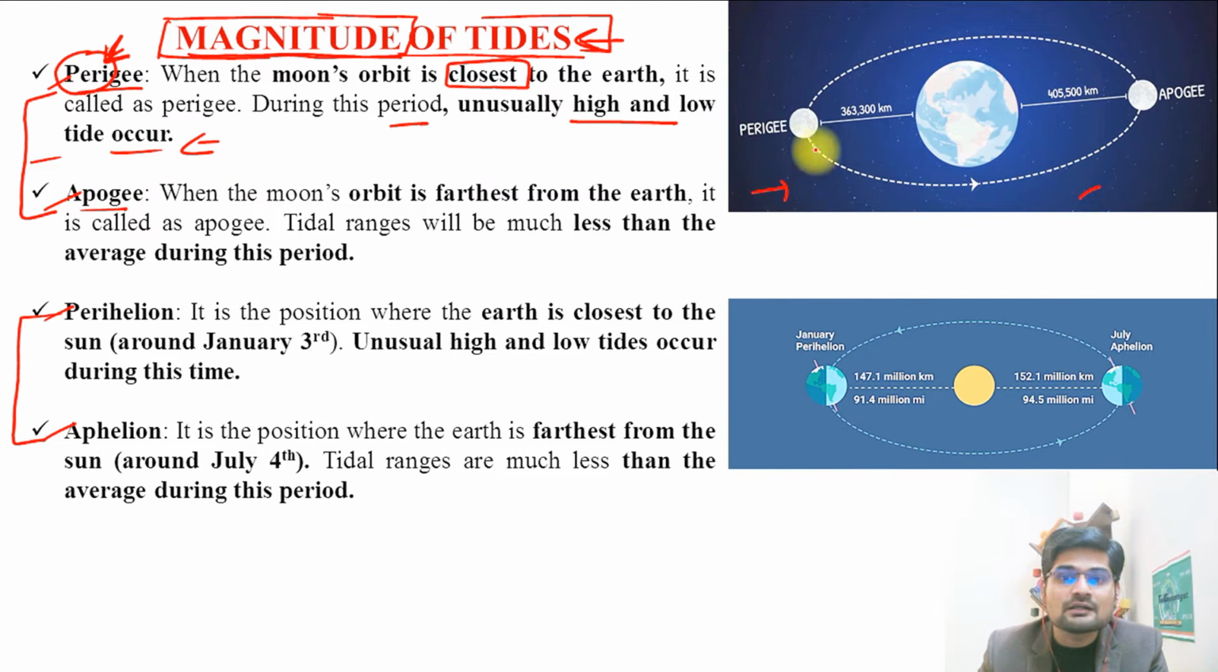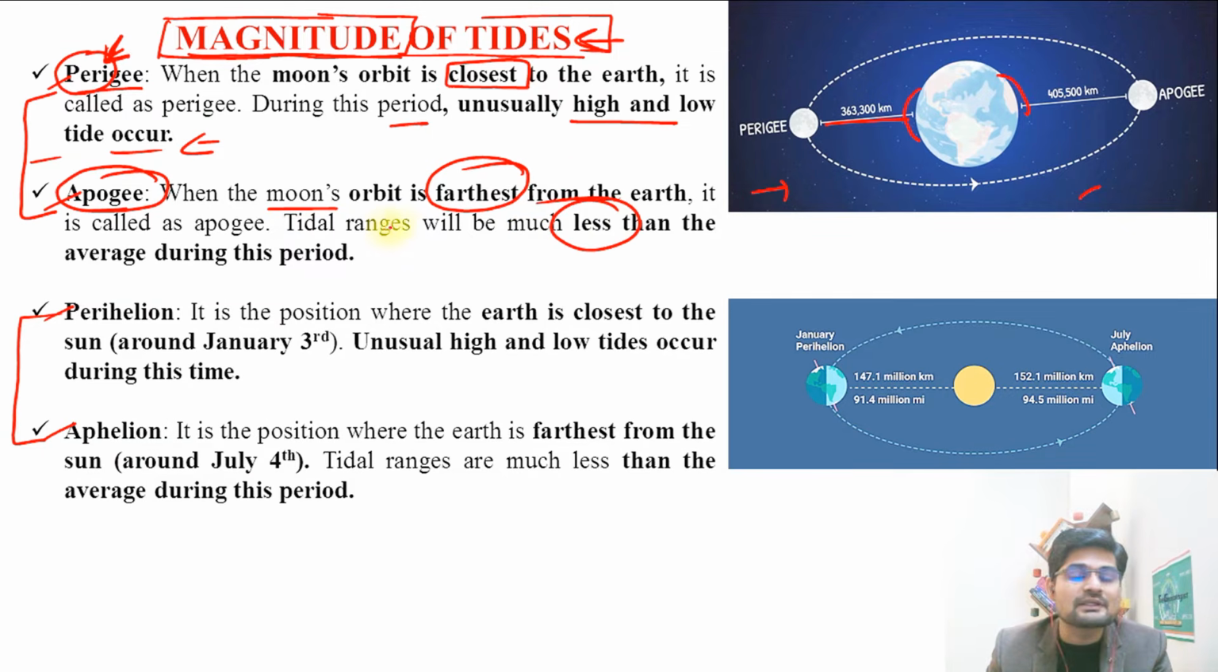So high tide will occur where there is a perigee position, closest to the earth, then the other side will have the low tide. But remember the apogee position, it's just opposite. So apogee is what? It is the farthest position from the earth, that is, the moon's orbit is the farthest. And their tidal ranges will be much lesser, because the distance will increase, and that's why the attraction, the gravity part, will be lesser. So this is about the moon, right?